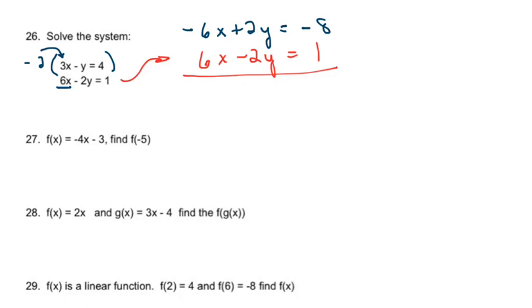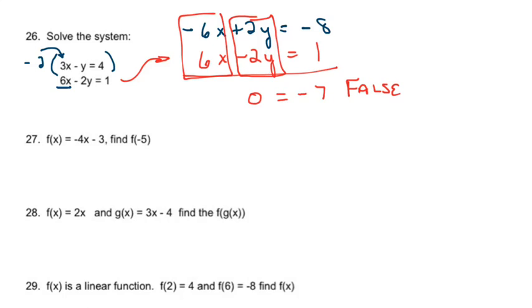I add these two together. Well, the x's disappear like I planned, but the y's also disappeared, so I don't have anything on the left-hand side, equals negative 7. That's a false statement. It doesn't have any variables left, and therefore our answer is the null set. That means there are no solutions.